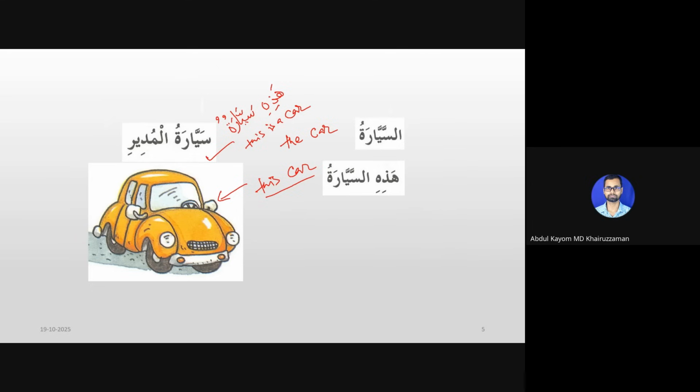So hadhihi sayyaratun means this is a car. But hadhihi sayyaratu means this car. This is not a full sentence. Now the question, suppose we are asking liman hadhihi sayyaratu. We know hadhihi sayyaratu means this car. Liman, man means who. If we say liman, it becomes whose. So liman hadhihi sayyara means whose is this car?